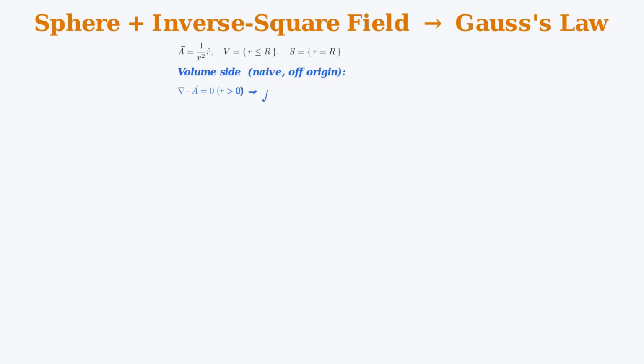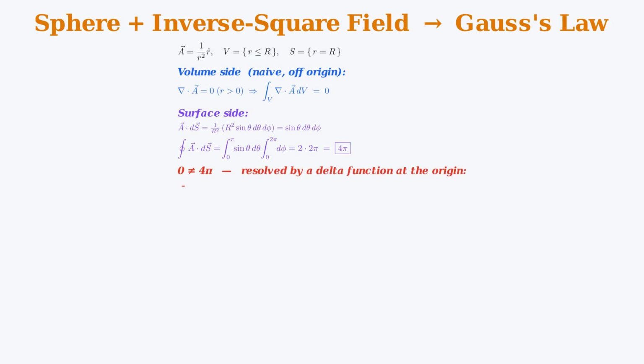Worked example 2. A sphere of radius r with the inverse square radial field from PS05 and PS06. A equals 1 over r squared in r hat. This one is going to be subtle because the field is singular at the origin, and that is exactly where the lesson lives. Volume side first. Inside the sphere, but excluding the origin, the divergence we computed in PS05, nabla dot A, is 0. So if you naively integrate 0 over the volume, you get 0. Hold that. Surface side.